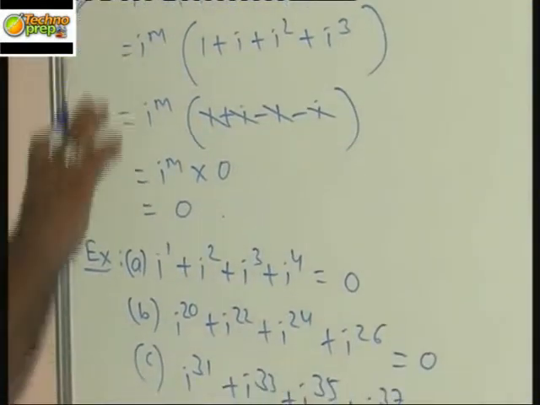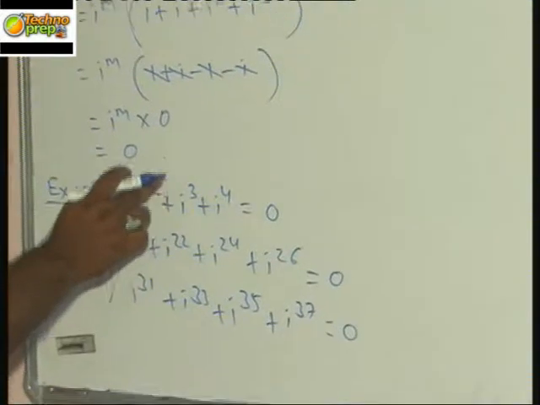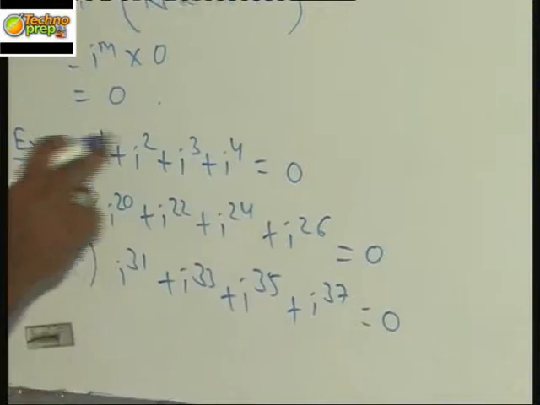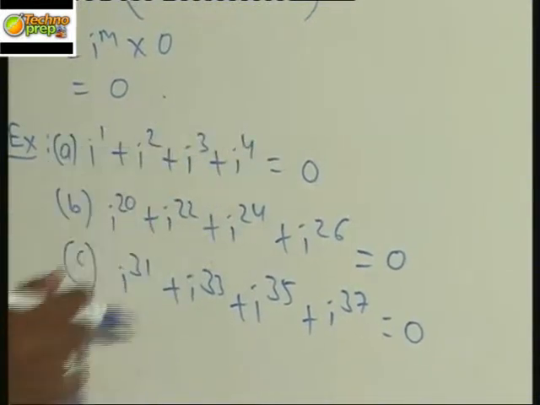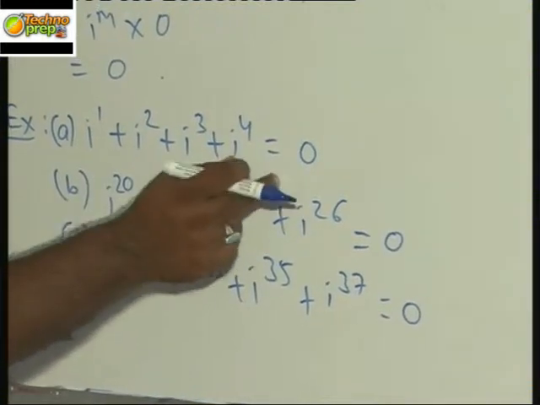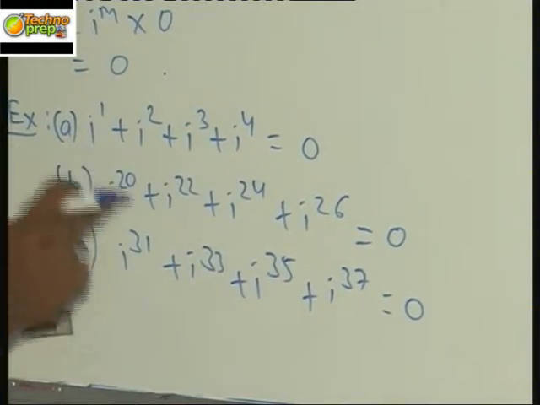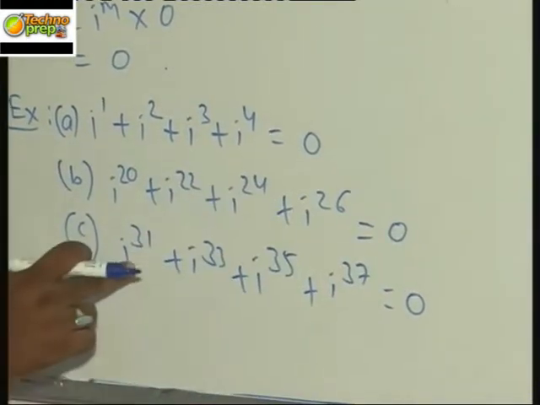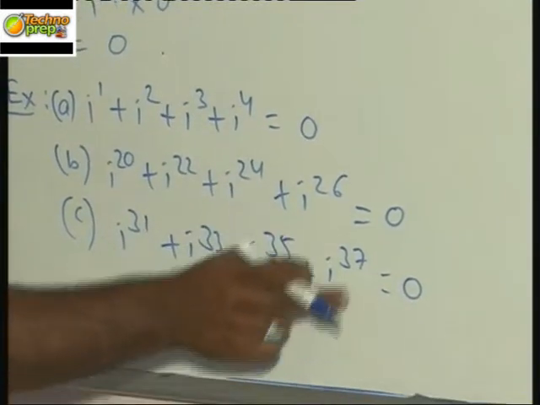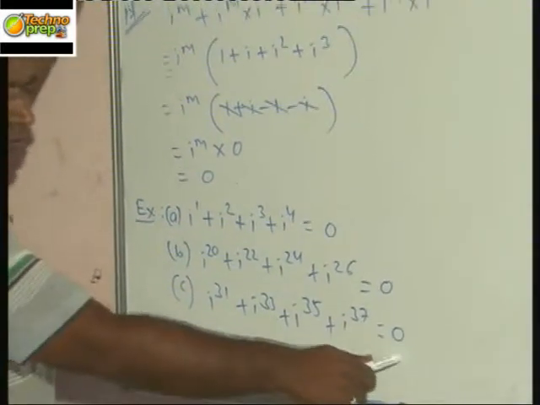So using these properties, we can find the value of this one: i to the power 1 plus i to the power 2 plus i to the power 3 plus i to the power 4, which is equal to 0, because these are 4 consecutive powers. Similarly, i to the power 20, i to the power 22, i to the power 24, i to the power 26 are also consecutive even powers, so this also equals 0. Similarly, i to the power 31, i to the power 33, i to the power 35 plus i to the power 37 are also consecutive odd powers, which equals 0.